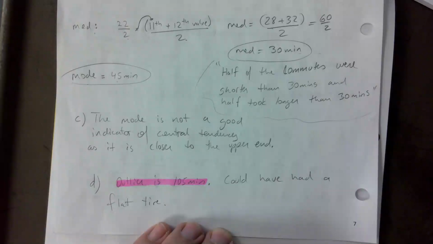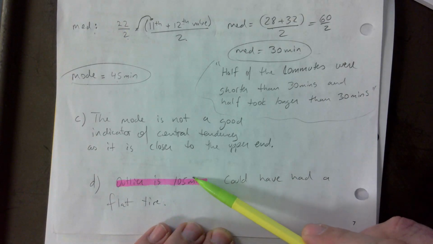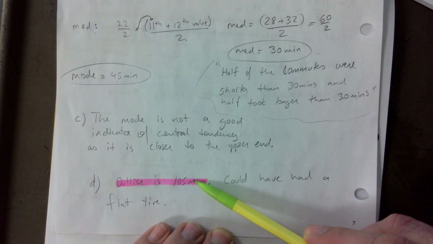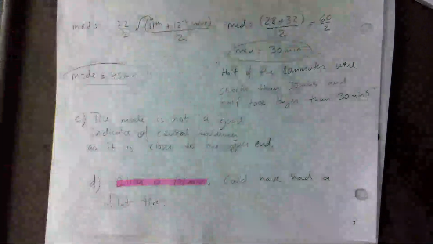Another thing I want to say here, if you have an outlier like this, the mean is usually not a good measure of central tendency. Okay, why is that?